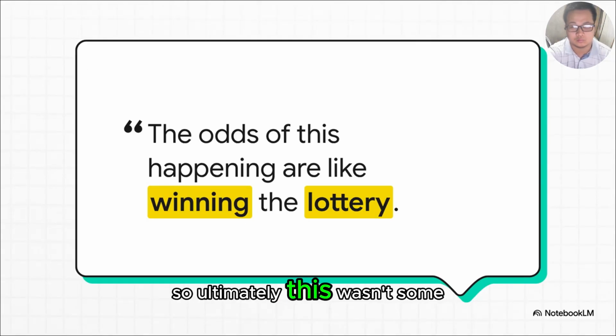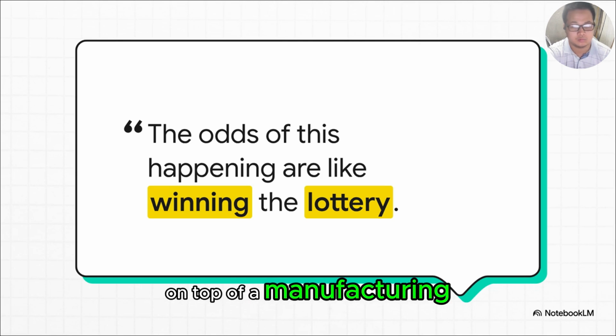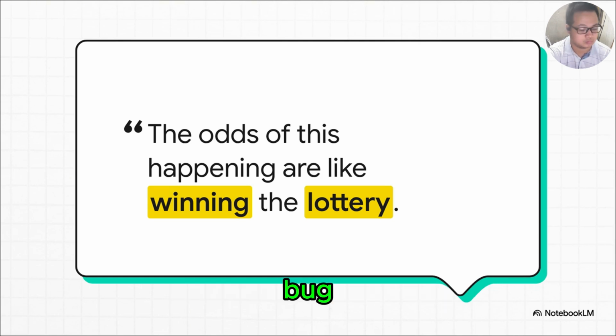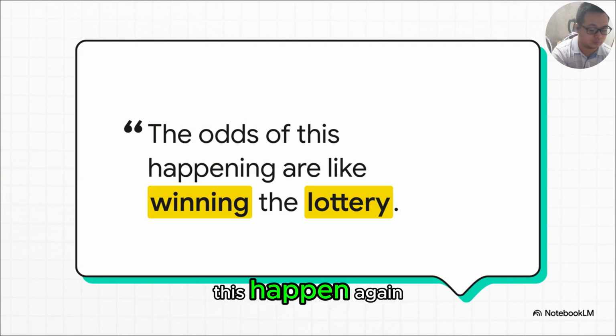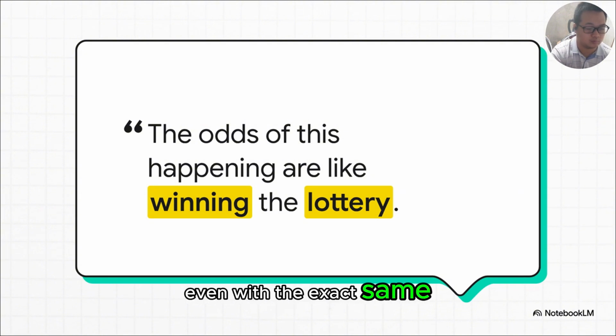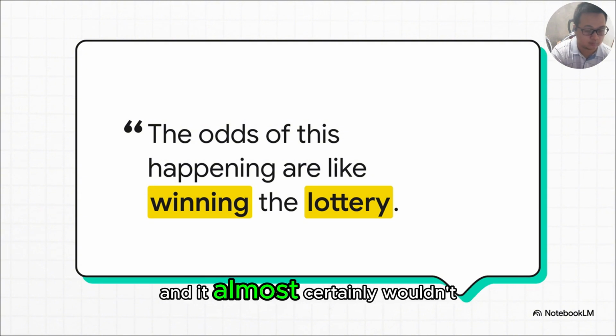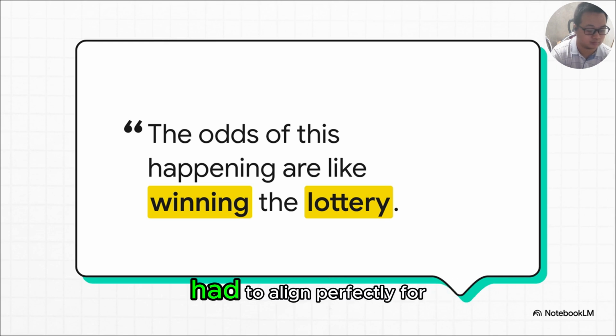So ultimately, this wasn't some secret feature. It was a bug stacked on top of a manufacturing fluke, stacked on top of another bug. A true perfect storm of errors. This user essentially won the glitch lottery. You could try to make this happen again, even with the exact same model of CPU and motherboard, and it almost certainly wouldn't work. Everything had to align perfectly for this ghost to appear.